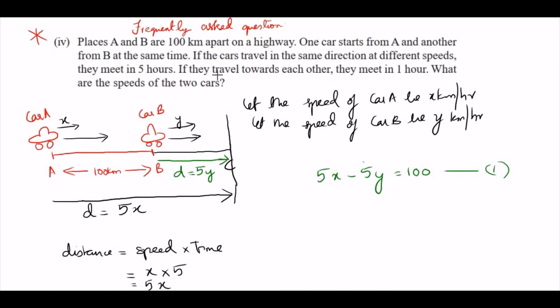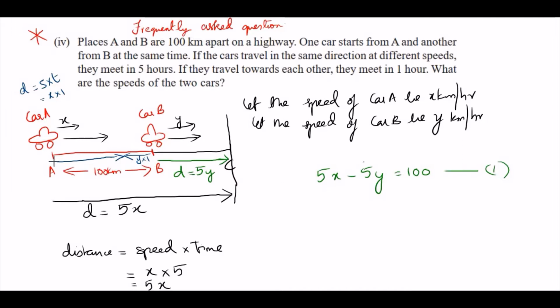Now in the second part it is said, if they travel towards each other, they meet in 1 hour. So when they travel towards each other, suppose they meet like this. So here the distance traveled by car A is, distance is equal to speed into time. Speed is x and time is 1 hour. They meet in 1 hour. So 1x. And the distance traveled by car B is, speed is y, 1. So 1y.